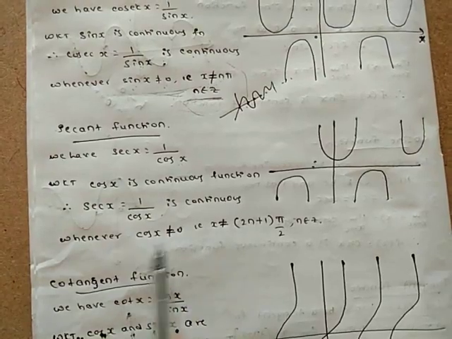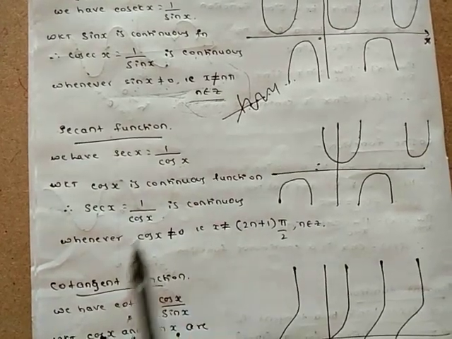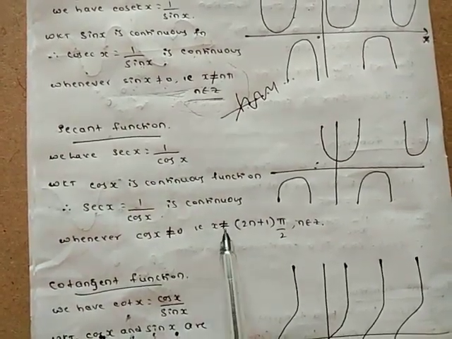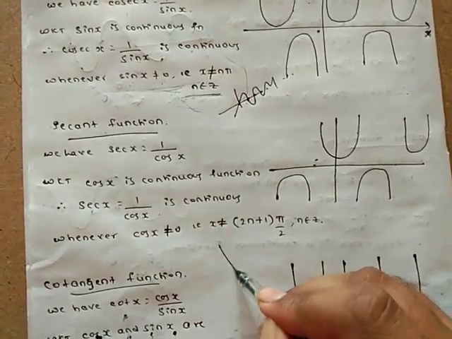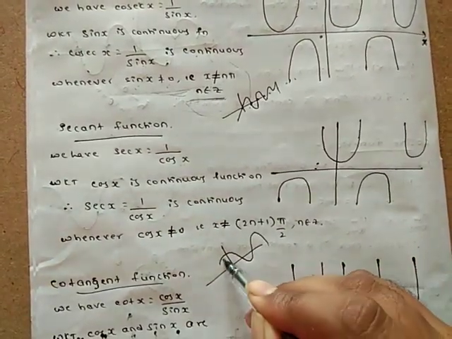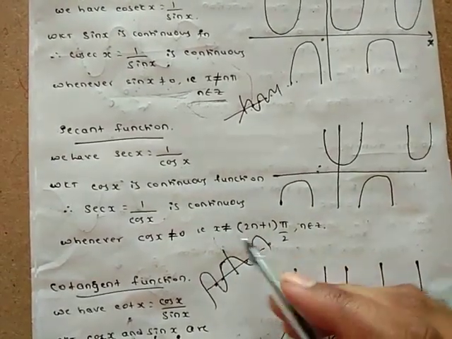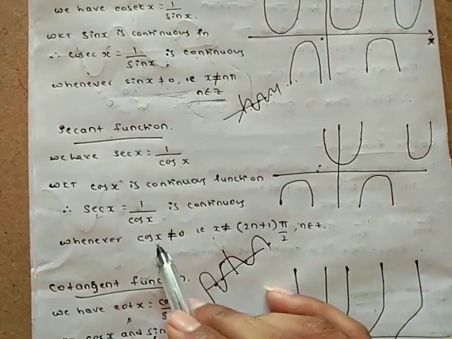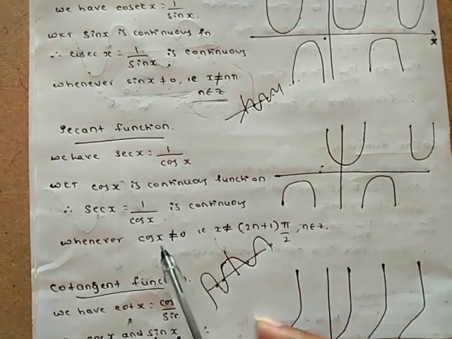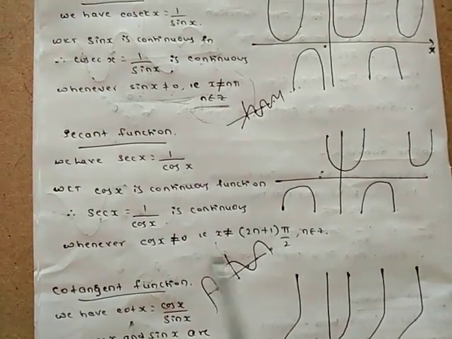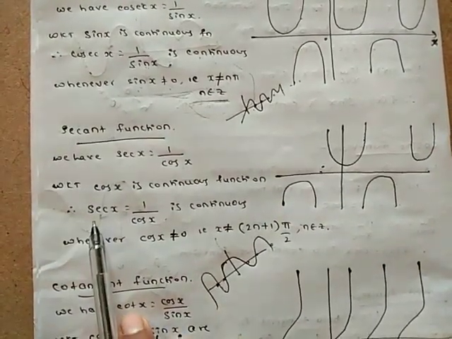By applying these limits and conditions, we can say that secant x is a continuous function whenever cos x is not equal to 0 and x not equal to (2n plus 1) into pi by 2, because observe the cos function graph here like this. On these points the value of cos x is going to be 0. Similarly we can say that x not equal to (2n plus 1) into pi by 2 and cos x not equal to 0. If these conditions are followed by the secant function, we can say that the secant function is a continuous function.